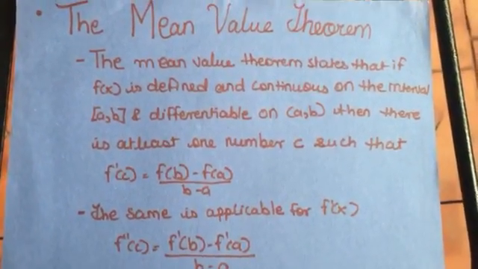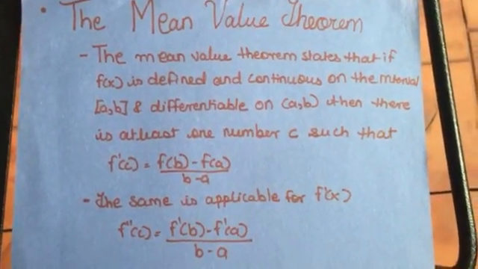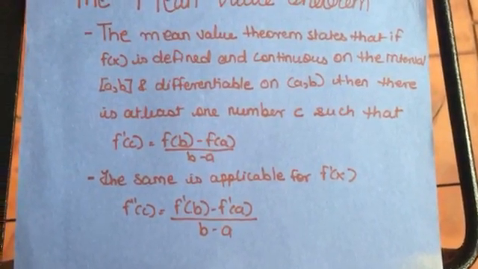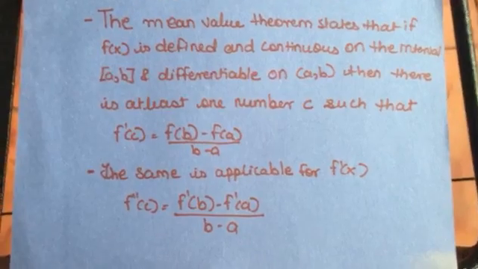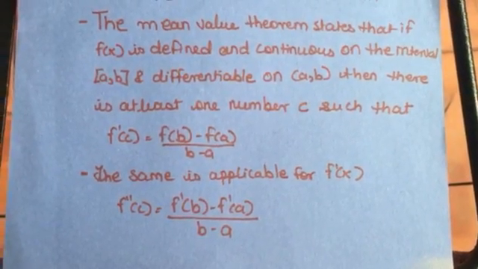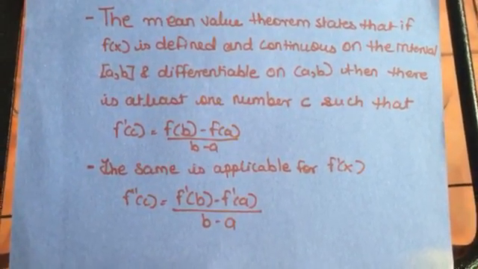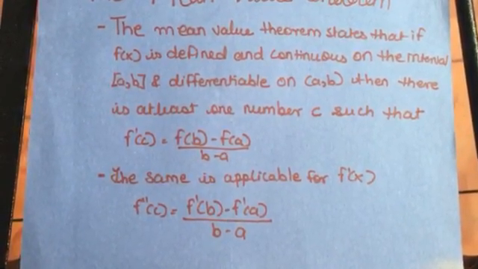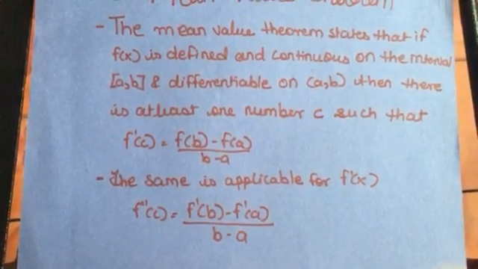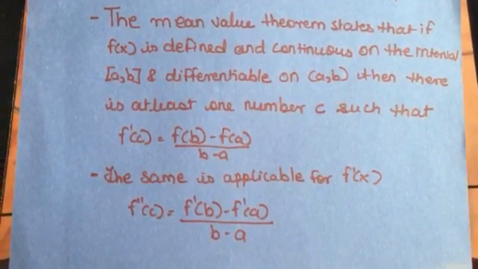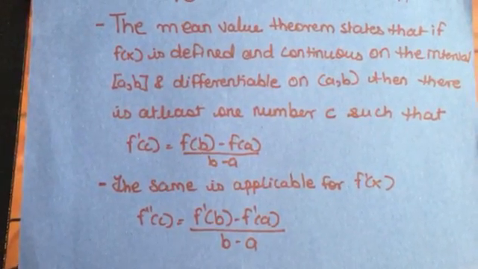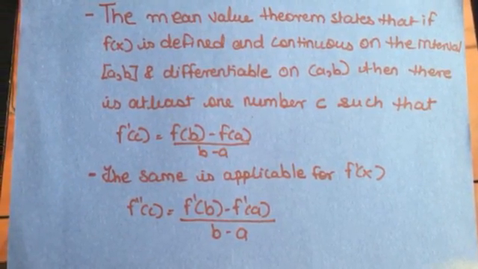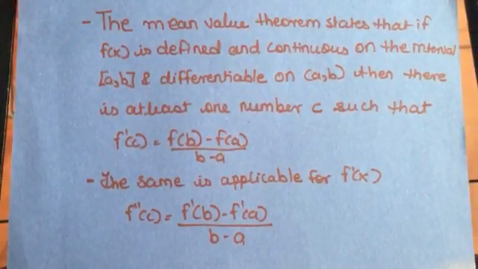Now we're going to talk to you guys about the mean value theorem. The mean value theorem states that if f of x is defined and continuous on the interval [a, b], and differentiable on the open interval (a, b), then there is at least one number c such that f prime of c equals f of b minus f of a all over b minus a. So all you have to do is take the derivative of f of x, do f prime of c, and then you set that equal to the slope of the interval.